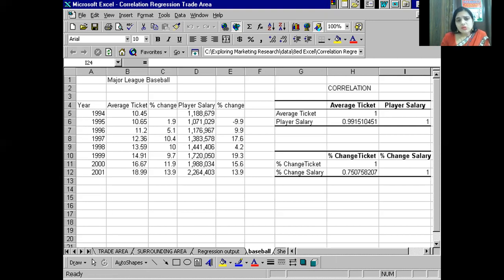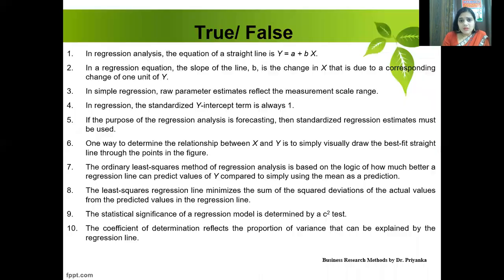And the Excel sheet also has all the statistical analysis we have discussed till now. It does not have further analysis, multivariate analysis, but till now it contains all the analysis. That's it. Let us discuss some true or false.